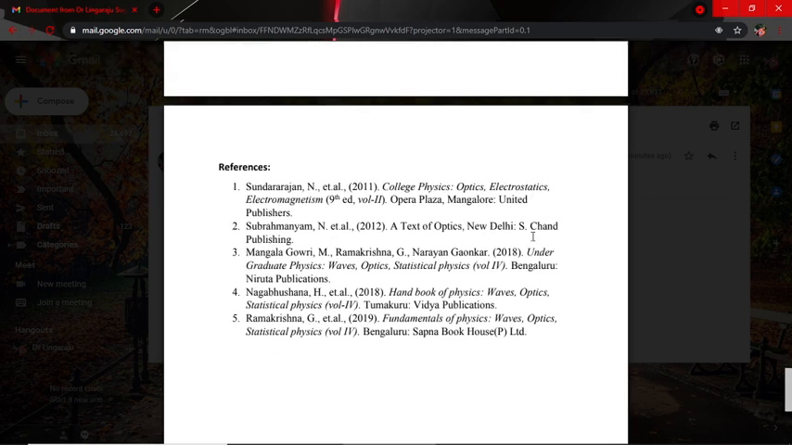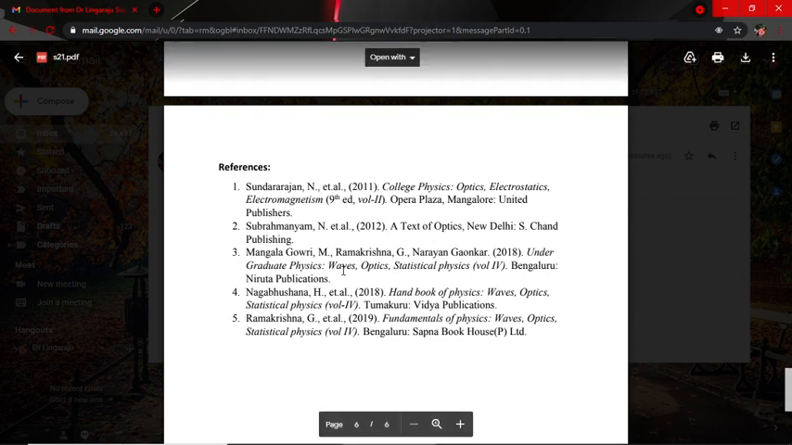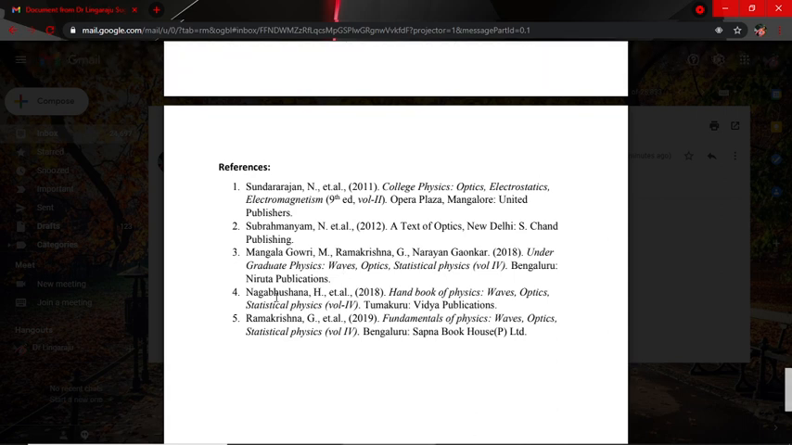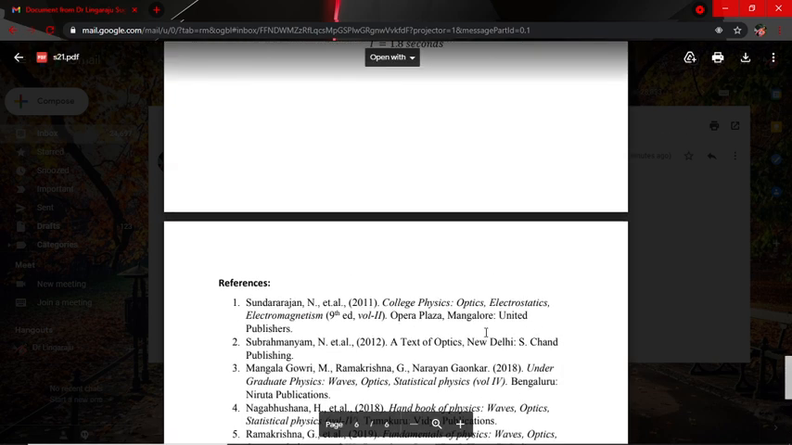For solving all these problems, I went through many different reference books. There is Sundarajan, published around 2011, College Physics, and also Subramaniam, around 2012, Textbook of Optics. Then Mangalagauri, around 2018, Undergraduate Physics. And there are two more: Nagakrishna, Handbook of Physics, and Krishna, Fundamentals of Physics. Using all these, I have corrected it.